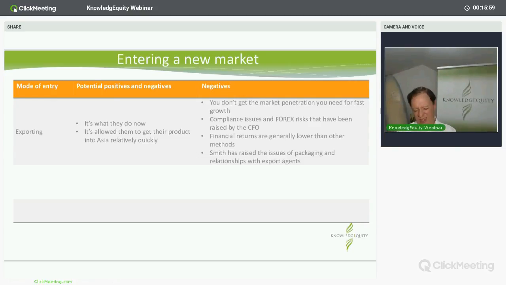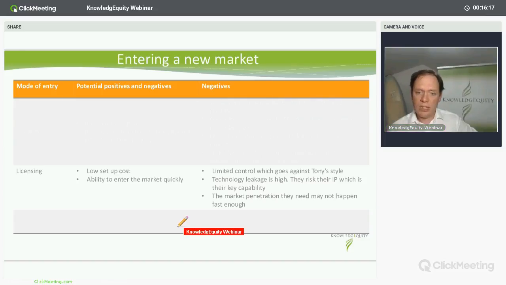And I can't remember if it's Rhonda, what her name is, that's about the customs issues and how not easy to do this. But they are doing it now. Your financial returns are generally a bit lower than other methods. All right? Smith, as Rhonda, isn't it, raised the issues of packaging and relationships with export agents.